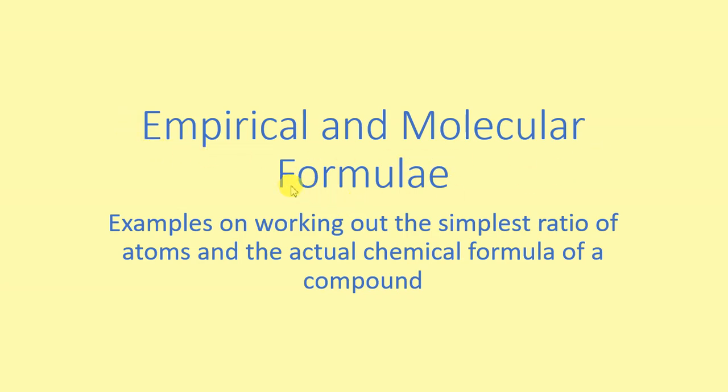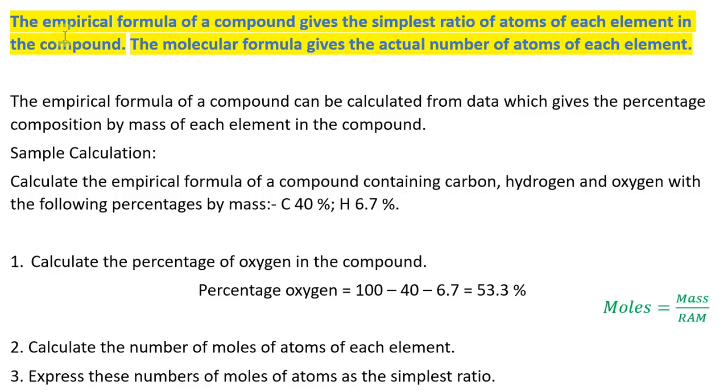Empirical and molecular formulae, and examples on working out the simplest ratio of atoms and the actual chemical formula of a compound. The empirical formula of a compound gives the simplest ratio of atoms of each element in the compound. The molecular formula gives the actual number of atoms of each element.